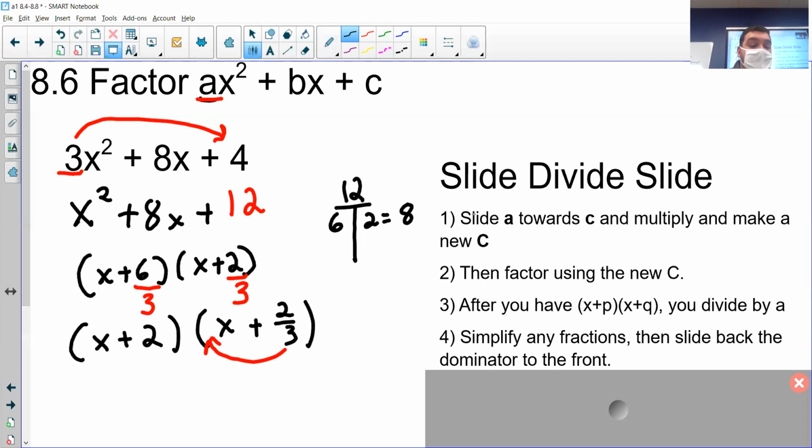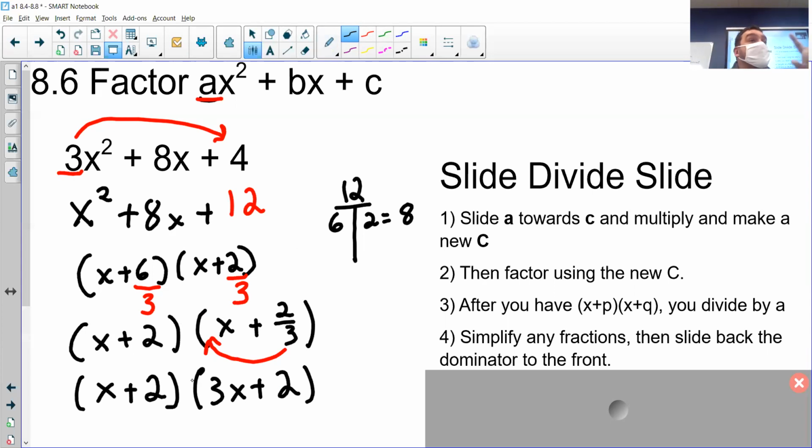Does it go outside? So it becomes inside the parentheses. This becomes 3x plus 2. And this didn't change, so I'll just rewrite it as x plus 2. After you simplified all your fractions and moved everyone back in front, you are done.